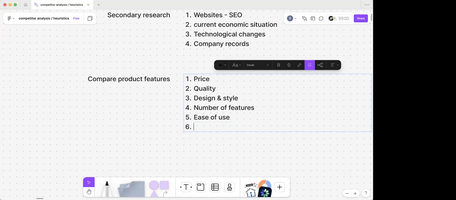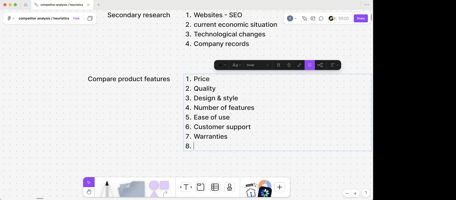What else? Very important is customer support. This is a very important point, customer support, right? What else? Warranties. Maybe we can write that down. It comes under features.